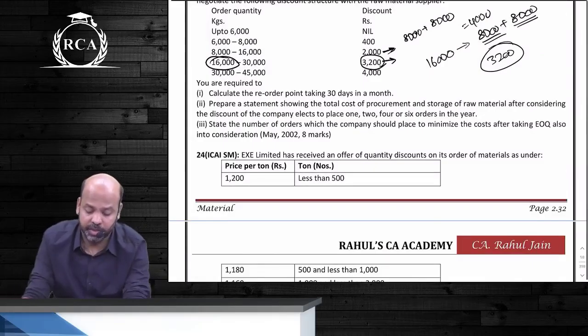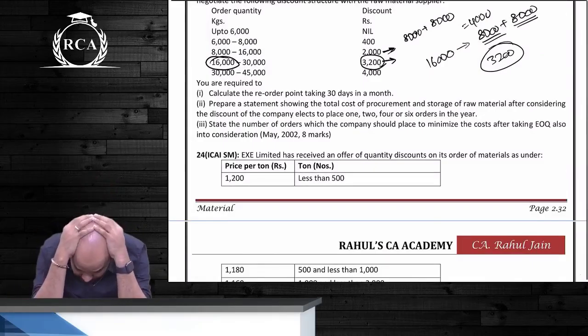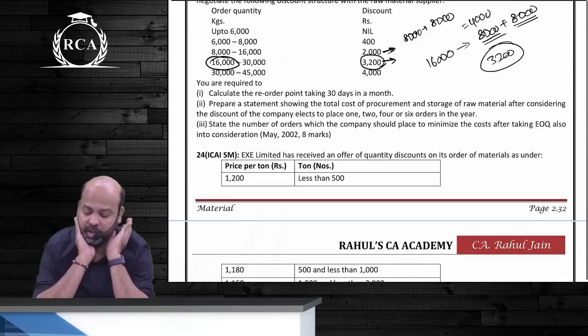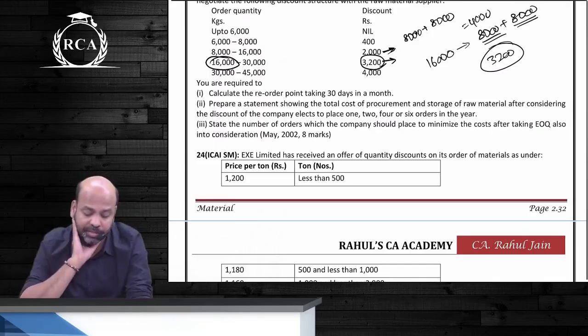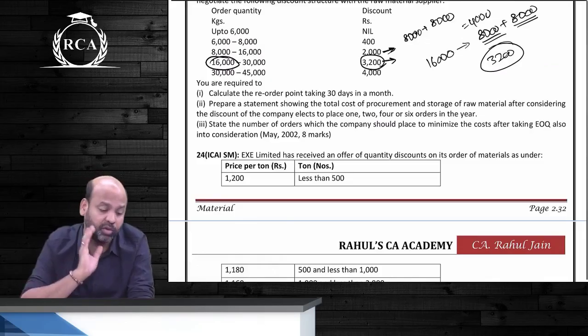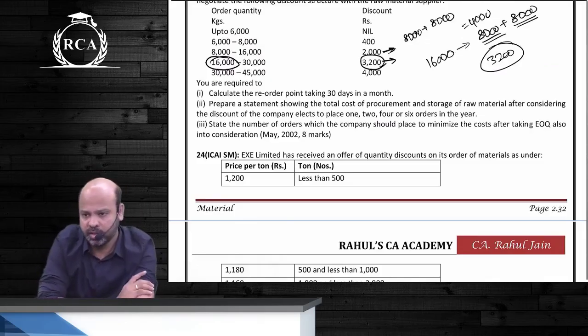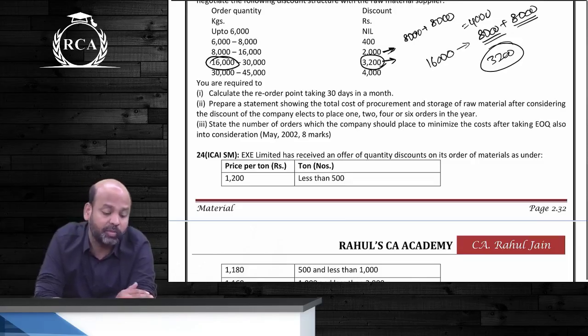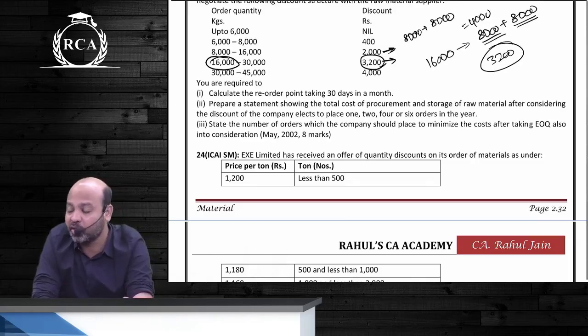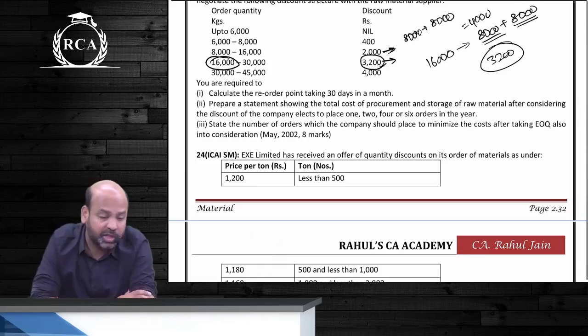Prepare a statement showing the total cost of procurement and storage of raw material, after considering the discount, if the company elects to place 1, 2, 4 or 6 orders in a year. In all the other questions wherein there was a cost comparison, it was only between EOQ and one specific quantity level. Instead of that, here they've asked us to compare 4 alternatives.